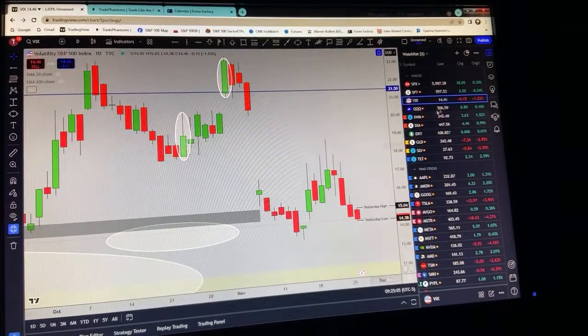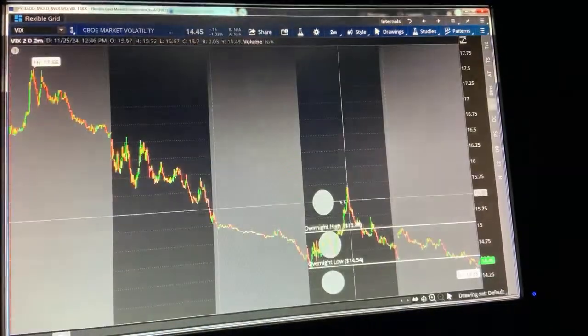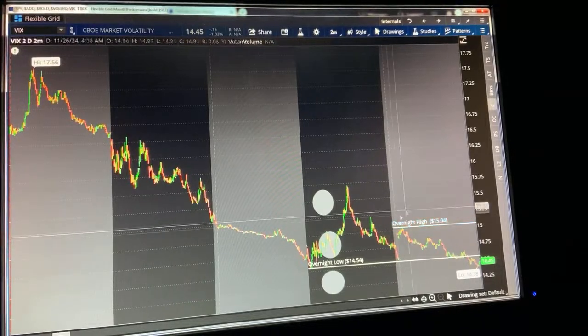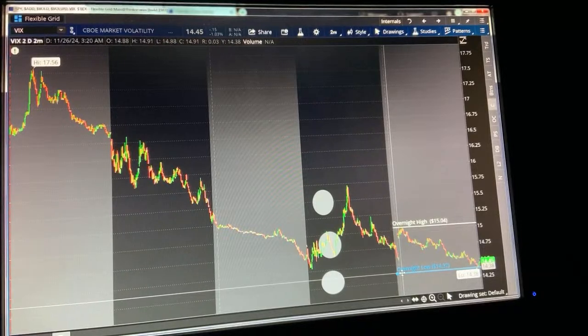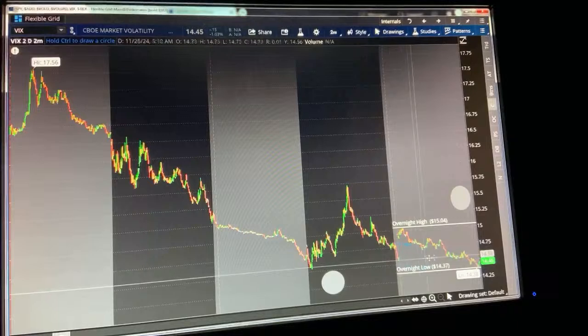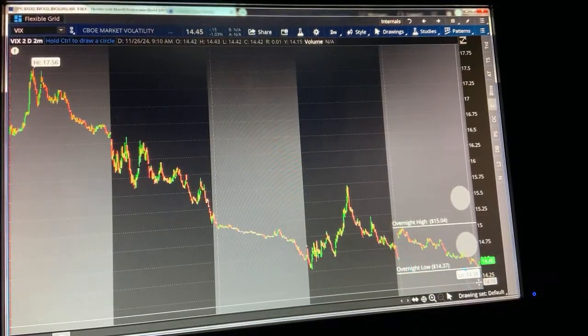VIX down sub 1%. Nothing too crazy there. Map out the overnight high, overnight low. Small time frame here. And inverse correlation, right? So if VIX is higher, market down. If VIX is just kind of hanging out, chilling in the middle, okay, chilling in the middle. And then if VIX goes lower, yeah, eat more Dunkin'.